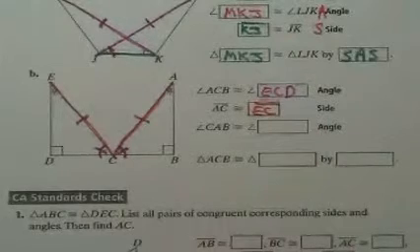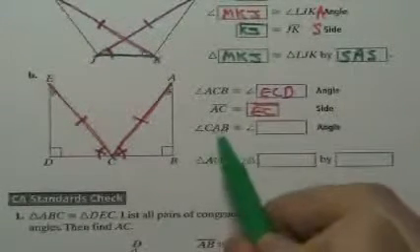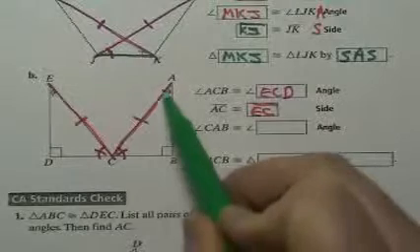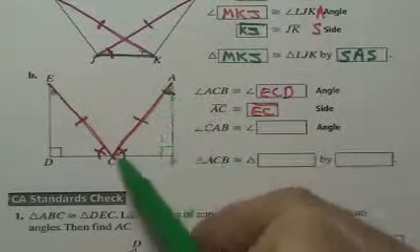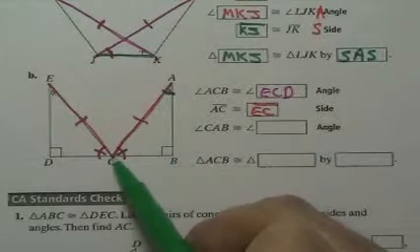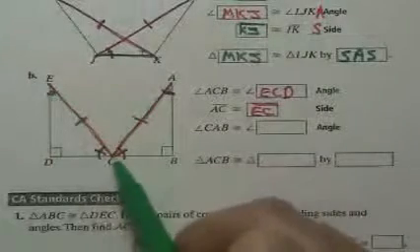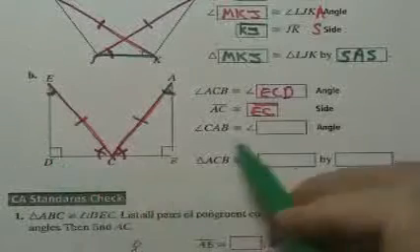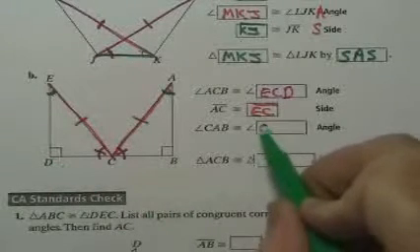All right, and last, we have angle CAB. CAB, let's see, where's CAB? This angle right here. CAB matches up with CED. Okay, those two are the same. I did CAB, that matches up with CED. The order is important.